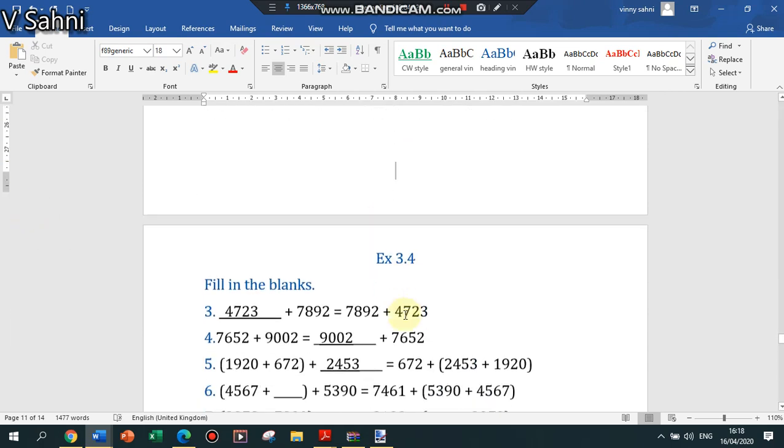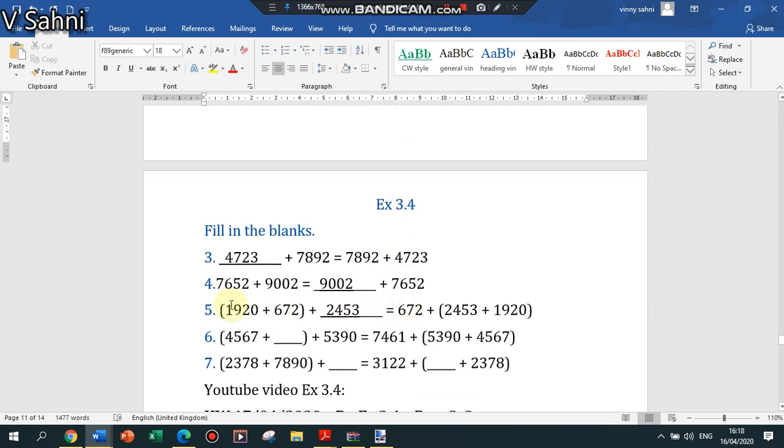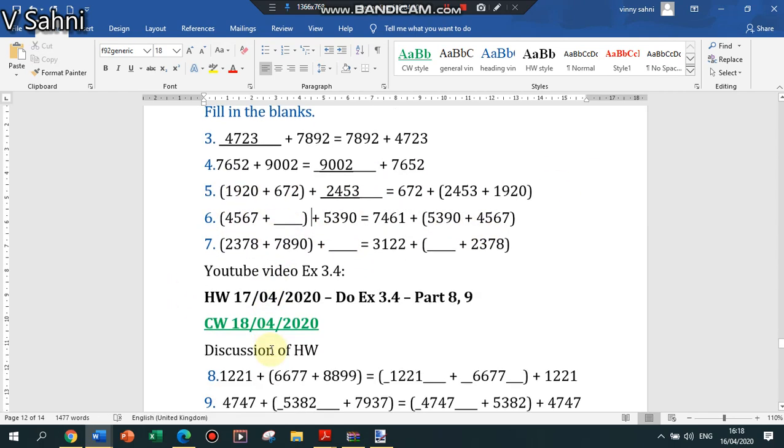Questions generally come in filling the blanks format. You will not be asked to prove the sum using grouping property or order property. Simple filling the blank questions will come, and you can do them. Now I'll help you with this question: 4567 plus dash, bracket, plus 5390 and 74653. Which number do you think is missing here?